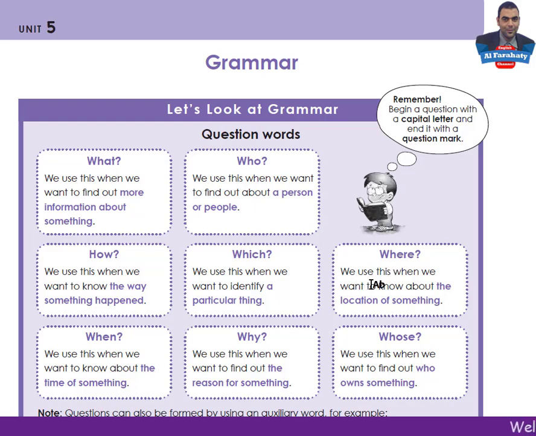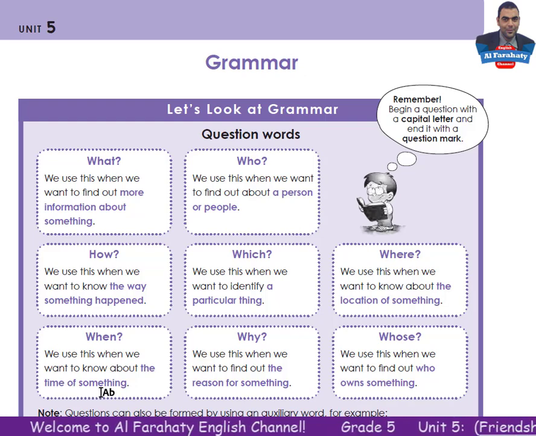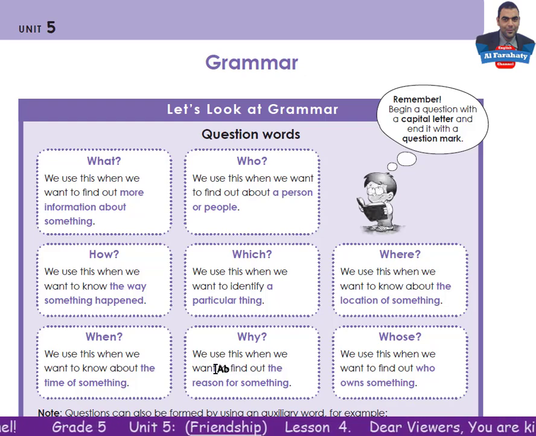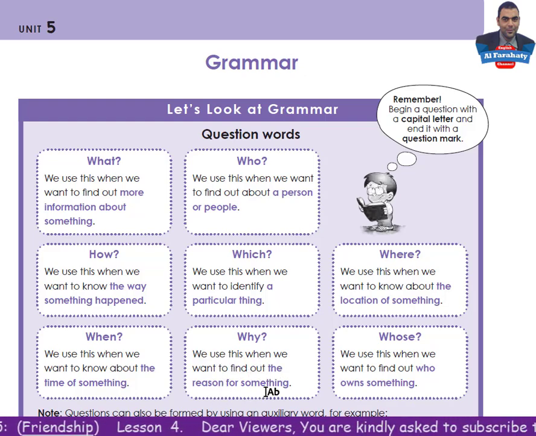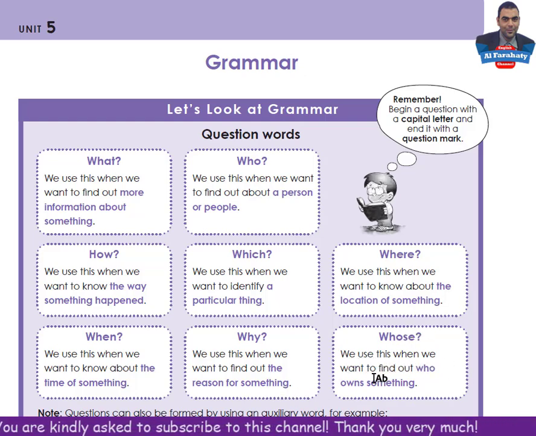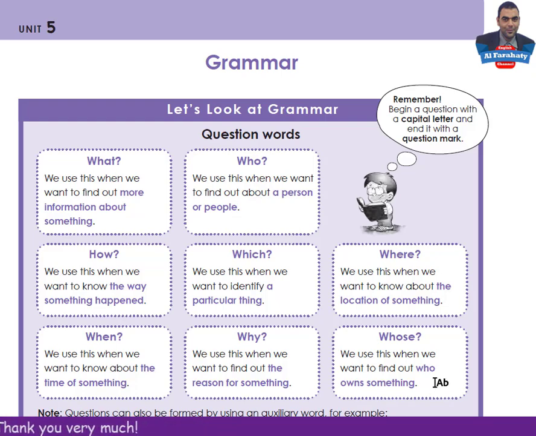Where? We use this when we want to know about the location of something or the place. When? We use this when we want to know about the time of something. Why? We use this when we want to find out the reason for something. Whose? We use this when we want to find out who owns something or when we ask about ownership.